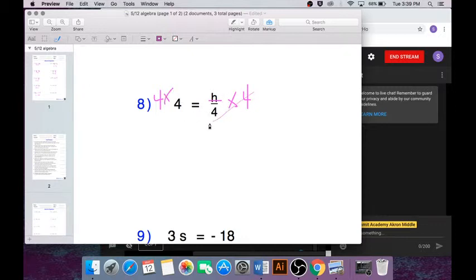These two cancel each other out, leaving us with just h on the right. On the left, we have 4 times 4. 4 times 4 is 16. So our answer is 16 equals h.